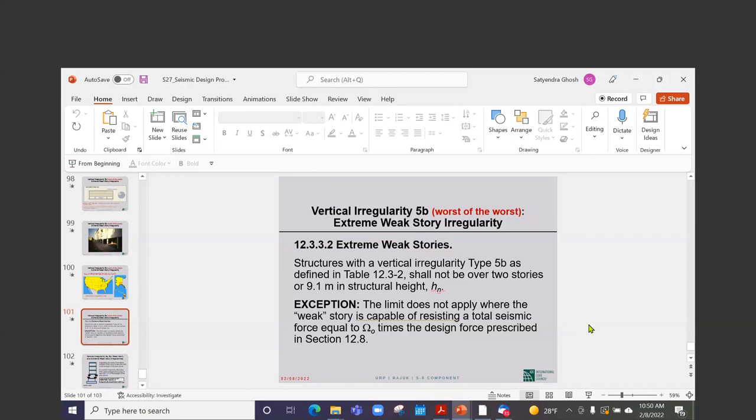So the overstrength, do we have to use the overstrength factor only for ground floor members or all frames when the building has a soft story? Let's see. Yeah, I think I understand the question now.